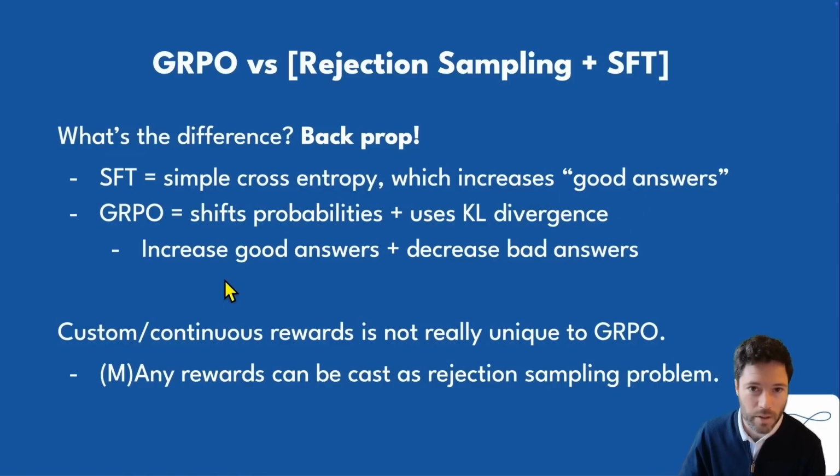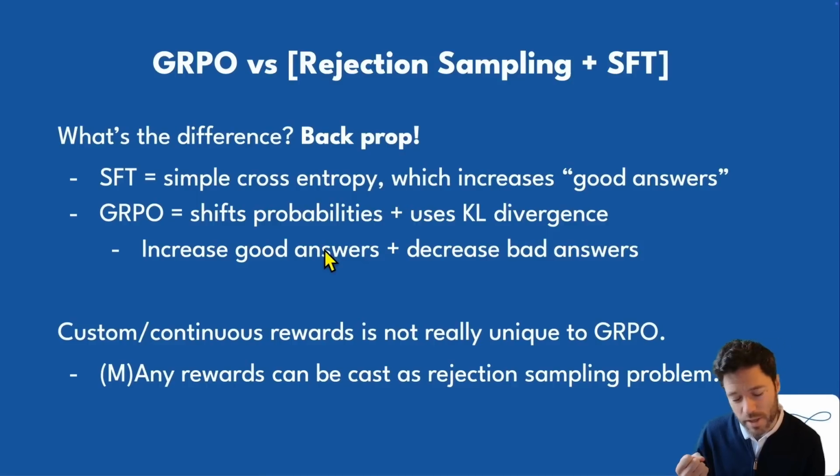GRPO, it does a few things. GRPO will shift the probabilities and it uses KL divergence. And when I say shift probabilities, it will increase good answers and decrease bad answers. So it's not just increasing good answers.